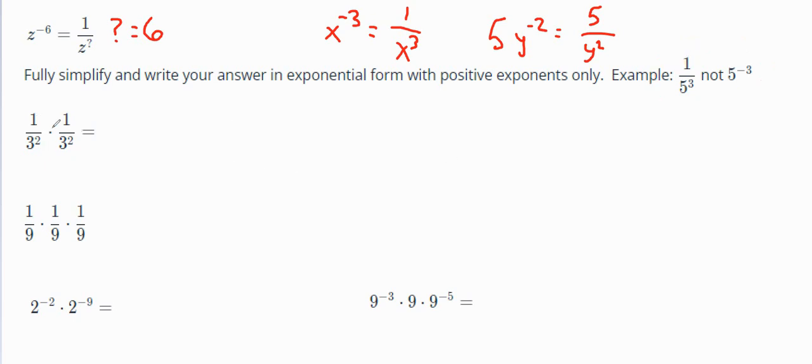So something like 1 over 3 squared times 1 over 3 squared. We are multiplying, so we would add up the exponents, and this would give us 1 over 3 to the fourth power. The one below it is 1 over 9 times 1 over 9 times 1 over 9. Remember, even though we don't see it, there's a little 1 for the exponents, so we would add them up, and that would give us 1 over 9 to the third power.